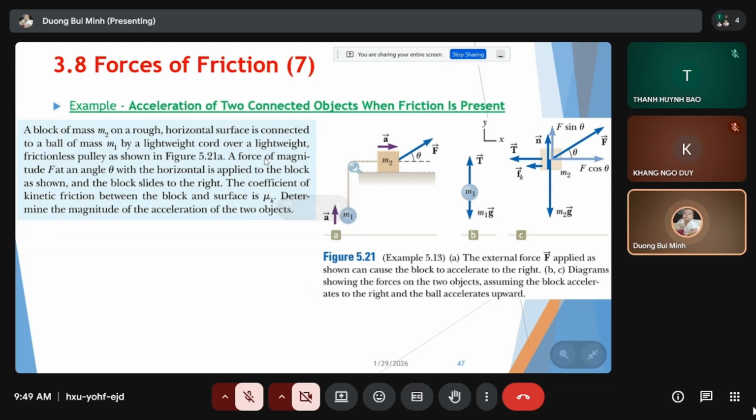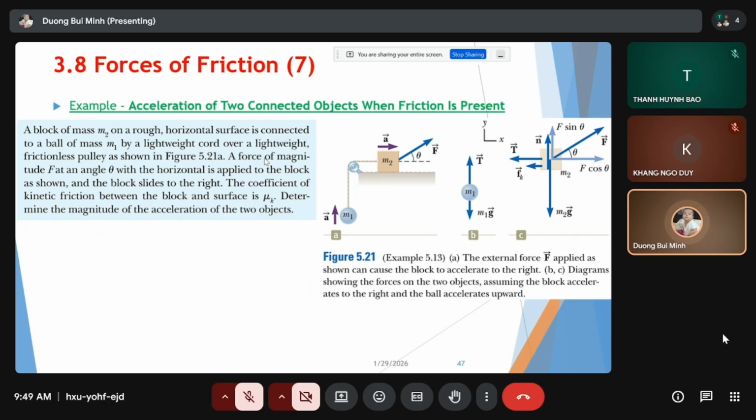Okay, so continue, right? So now we have another example. Look at these systems. In this system, we have two objects, right? Two objects.